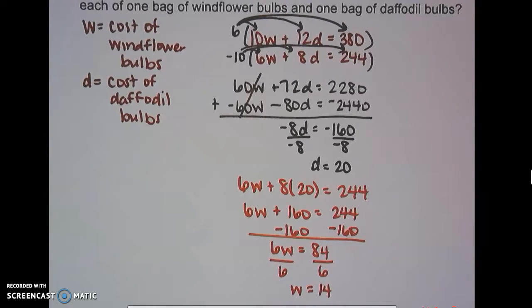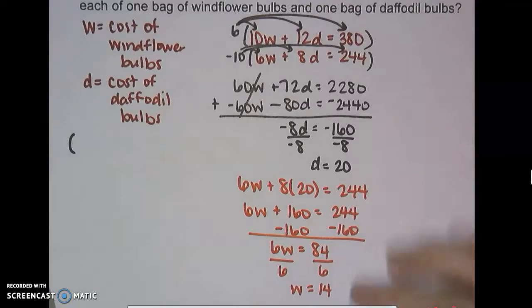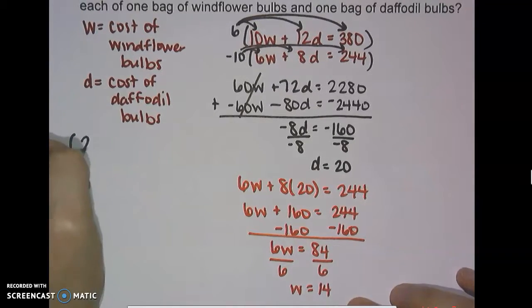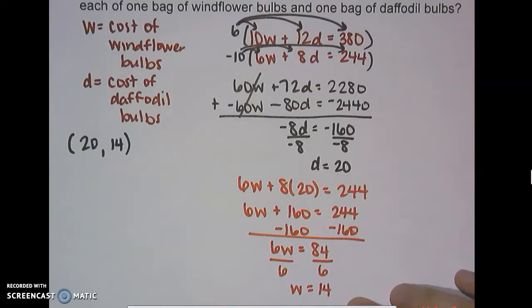Okay, so we're going to write our answer as an ordered pair. And as we're doing this, this is going to be where yours might look a little different than somebody else, depending on what variables you chose. But we're going to put them in alphabetical order. That means that D would come before the W. So we're going to say (20, 14) is our solution to this. If you used X's and Y's, then yours would be in a different order, and that's okay.